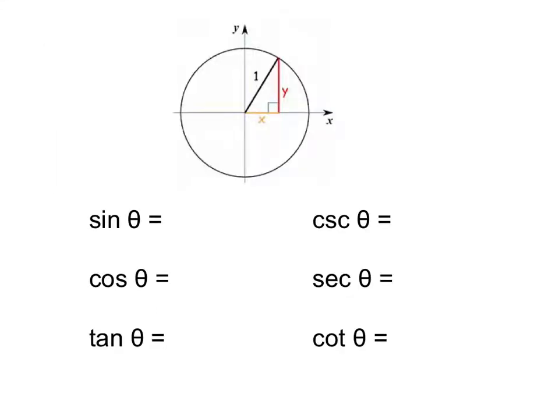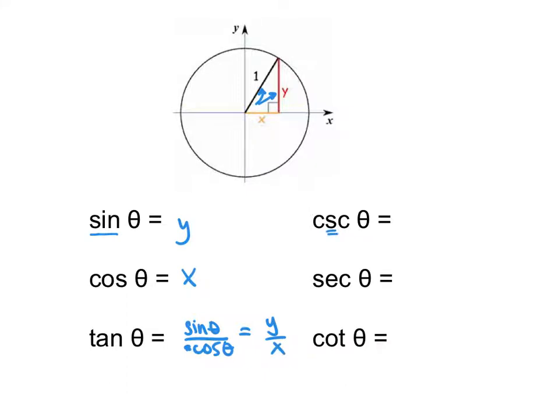Let's be reminded again what sine, cosine, and tangent are, so then we can find the reciprocal functions of each of these. So we know that sine represents the y value because it was opposite over hypotenuse, y over 1. We also know cosine represents the x value, and tangent was sine over cosine, or y over x.